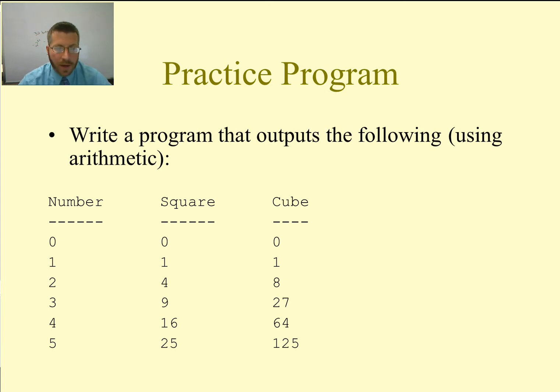So you see that we have three columns here. The first one is a number. We go from 0 to 5. The second one is going to be the square of the number. And the third column is going to be the cube of the number.